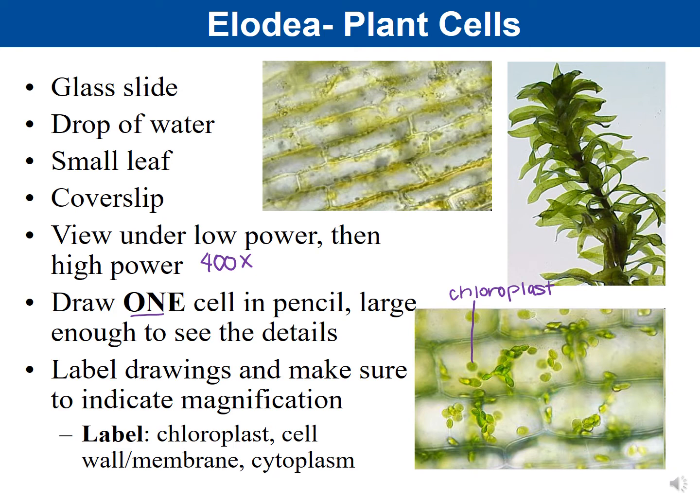Next, it says to label the cell wall and cell membrane. In a plant cell, the cell wall and cell membrane are right next to each other. And so that border there is your cell wall/membrane. They're right next to each other, and we can't distinguish between them. And then lastly, we would label the cytoplasm. So the cytoplasm is the inside of the cell, but outside of the chloroplast. So this would be our cytoplasm.